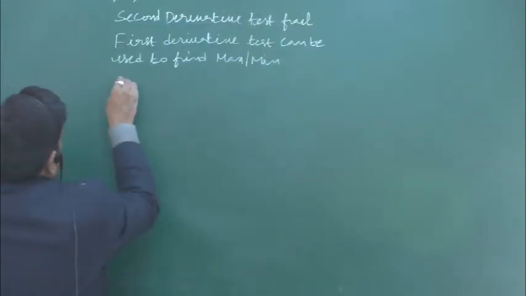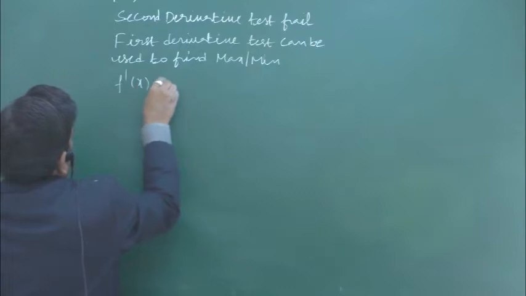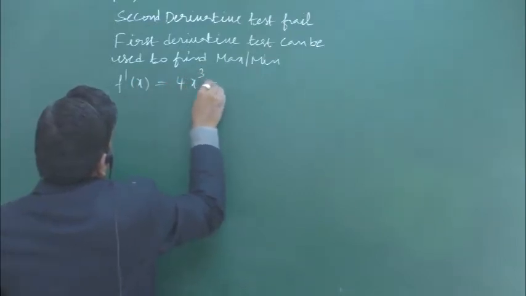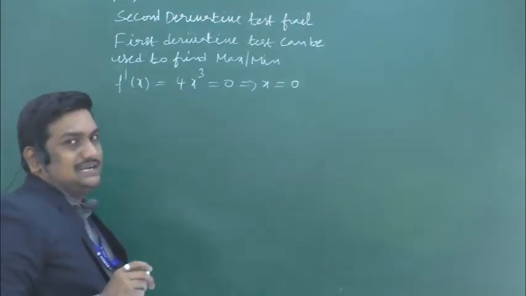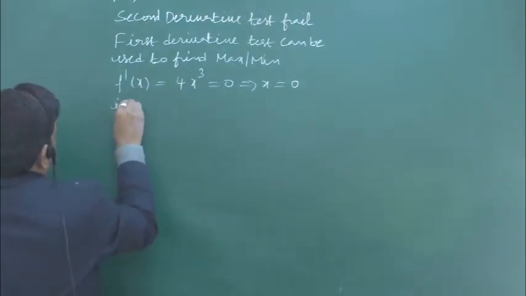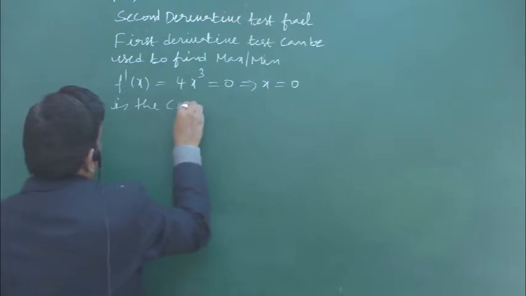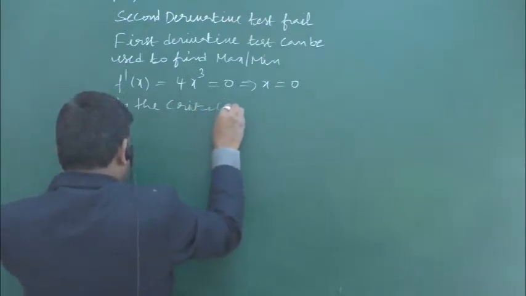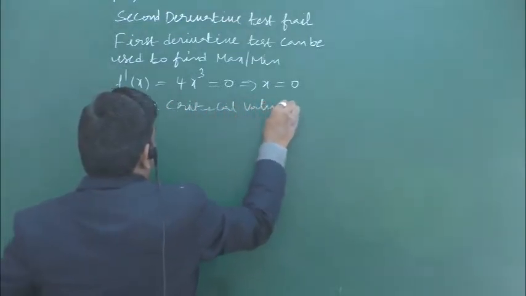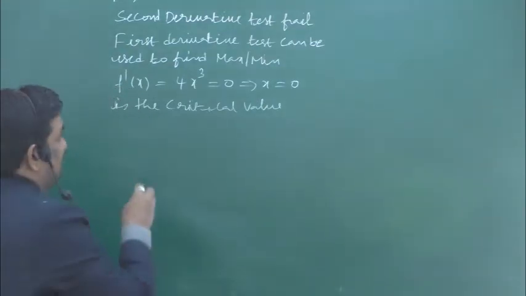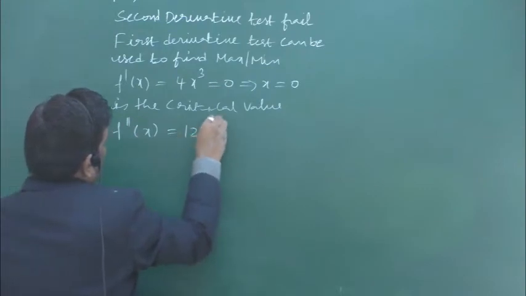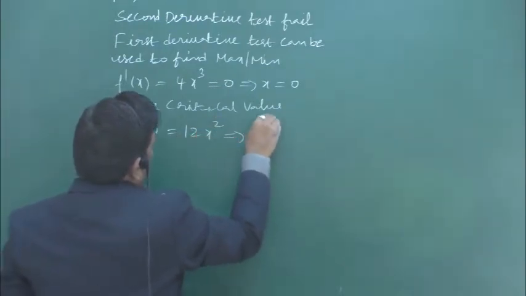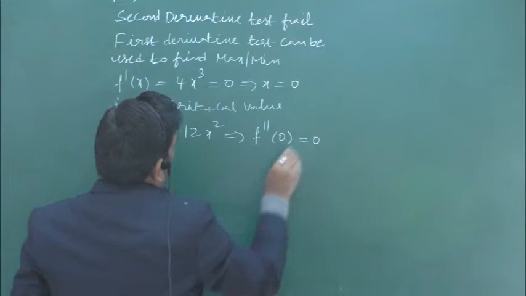Now let us take the derivative. It is 4x cube. Now equate it to 0. It implies x equals 0. Then 0 is the critical value. Now find the second derivative. It is 12x square, and at 0 the second derivative value is also 0.